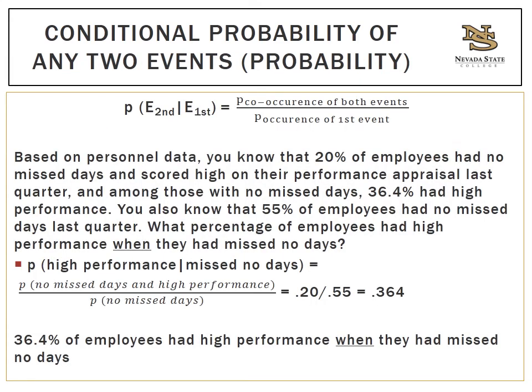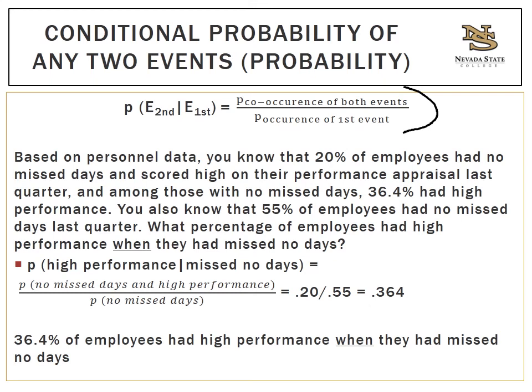So now let's take a look at a situation where we have no access to the joint frequency distribution table, but we know the probabilities, and we're going to focus on this formula. Based on personnel data, you know that 20% of employees had no missed days and scored high on their performance appraisal last quarter. And among those with no missed days, 36.4% had high performance. You also know that 55% of employees had no missed days last quarter. So this question is asking what percentage of employees had high performance when they had missed no days.